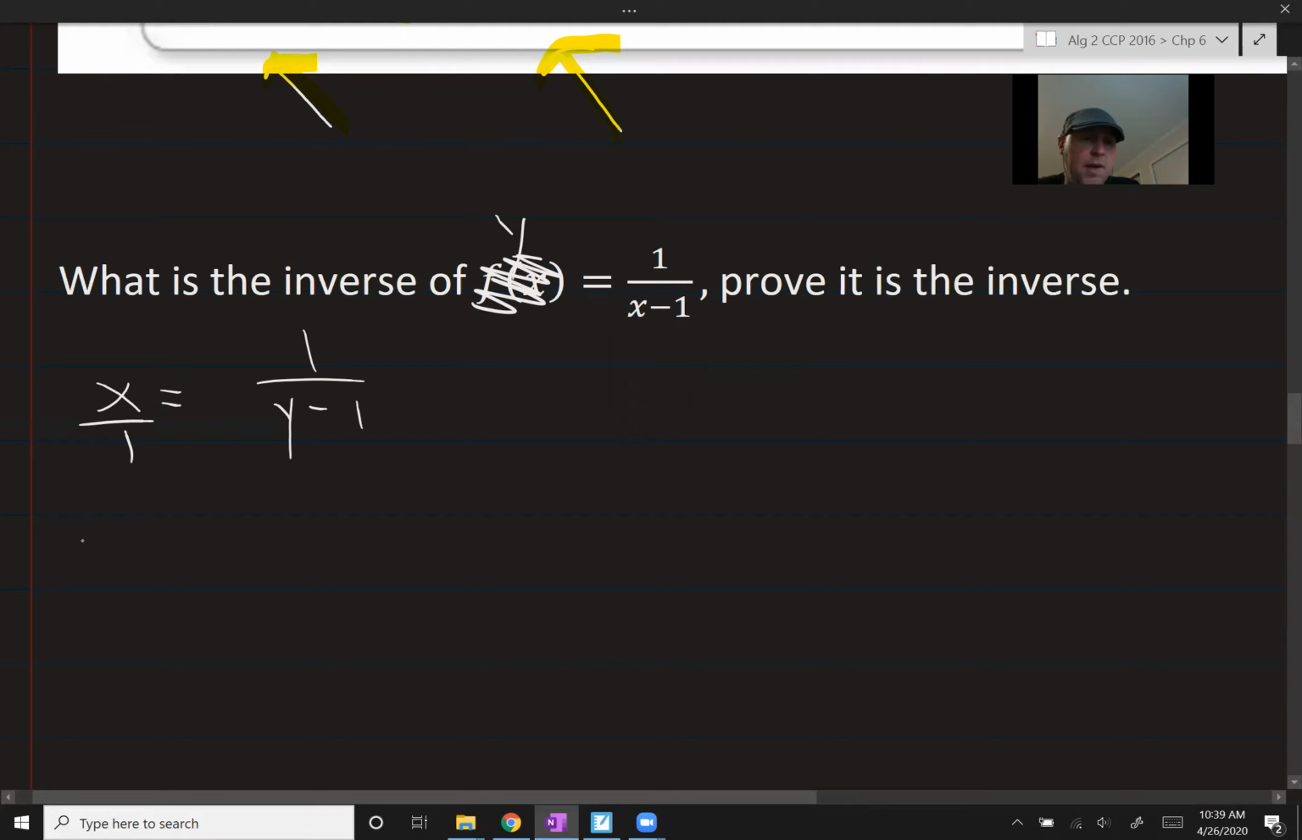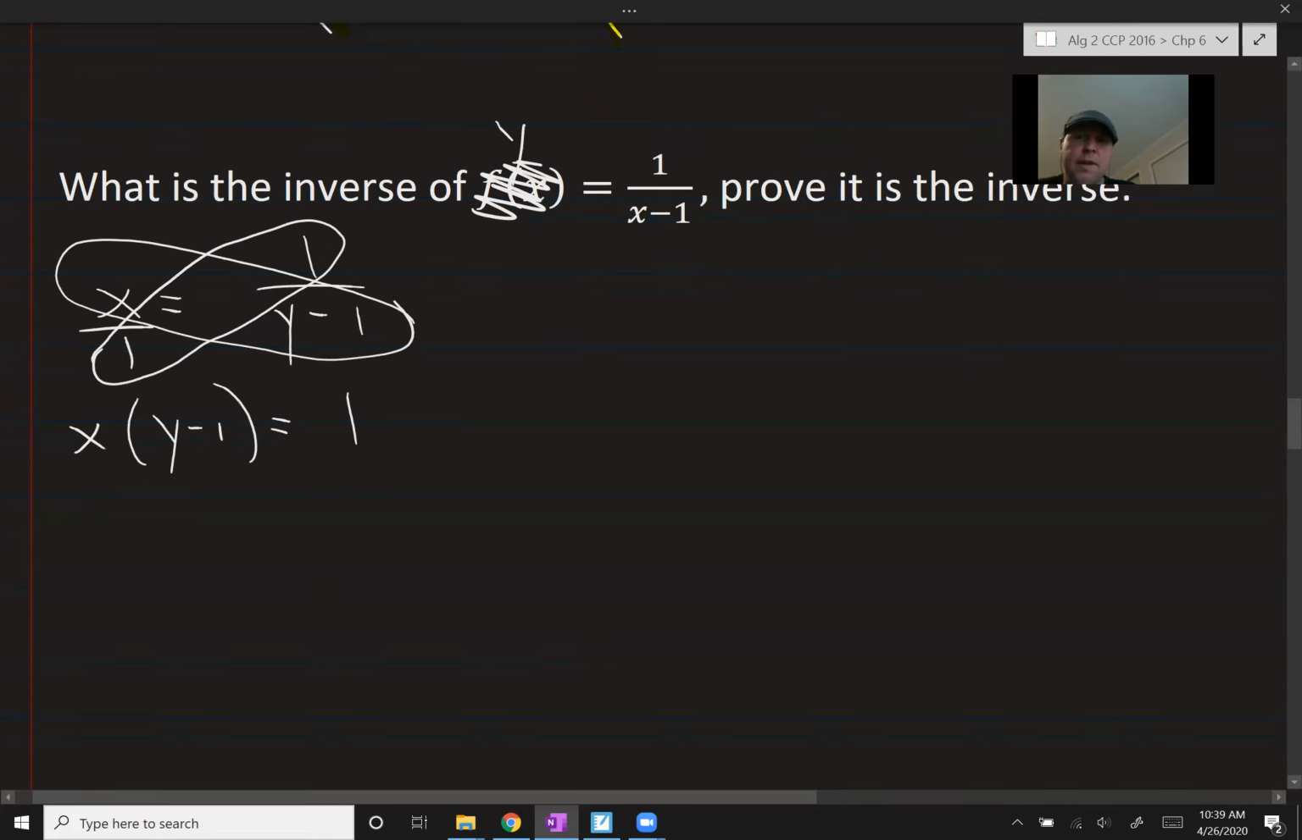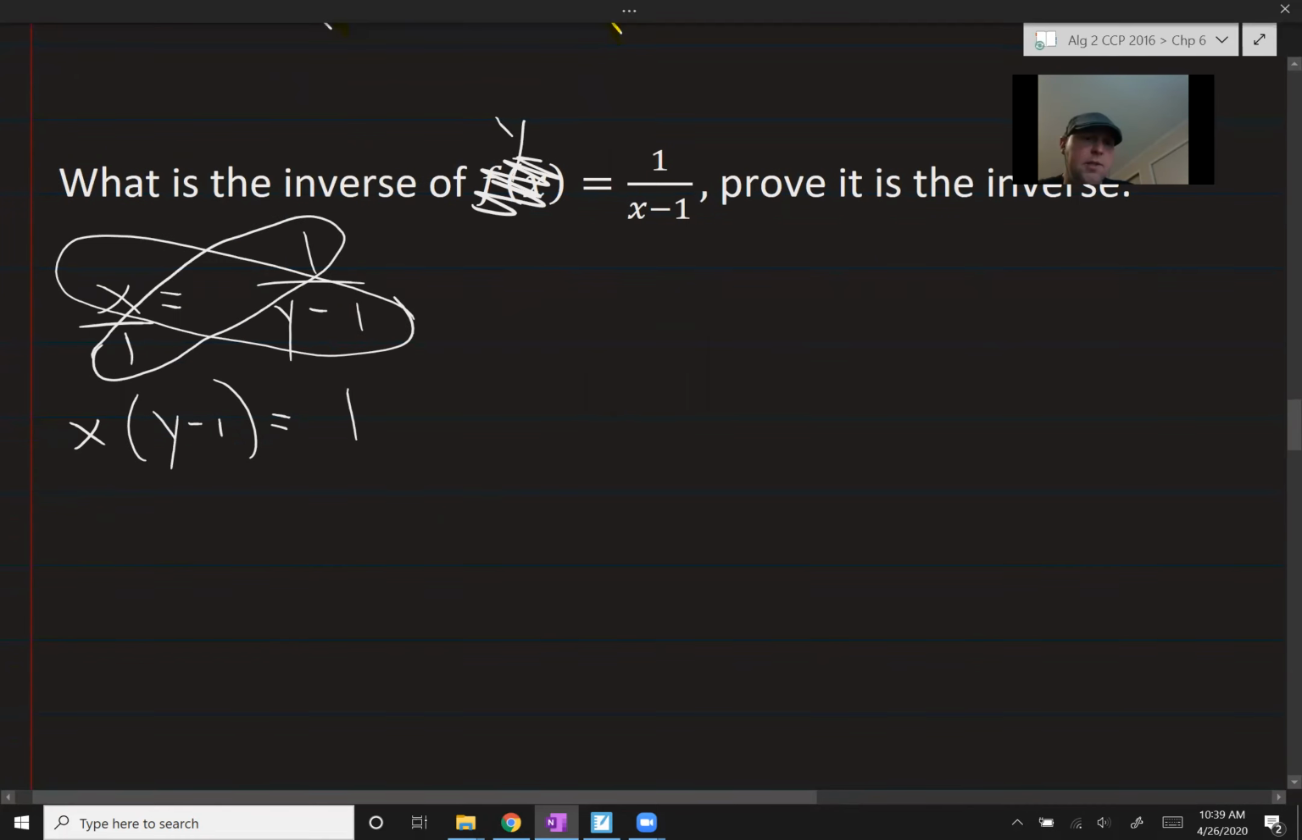All right, so here's what we got. I got x times (y minus 1) equals 1 times 1 is 1, right? This is the result, cross multiplying. Boom, boom. Now, again, I don't want to put these into each other. I'm trying to solve for y. Don't forget that. Divide by x. So y minus 1 equals 1 over x. And I'm going to add the 1 so I can be done with this thing.